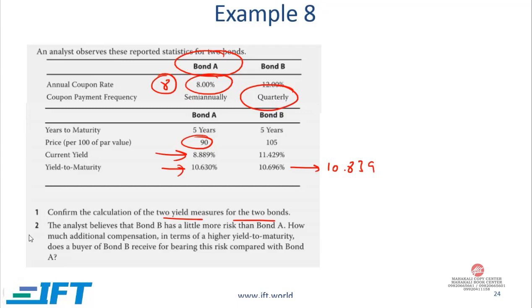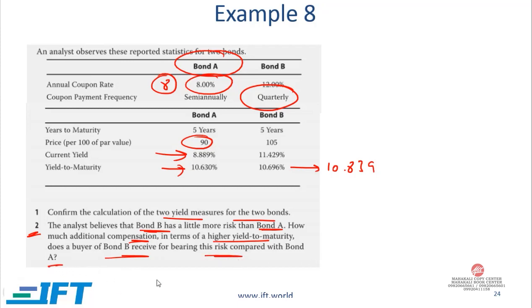Part 2. The analyst believes that bond B has a little more risk than A, which means that the YTM on B should be more than the YTM on A. How much additional compensation in terms of a higher YTM does a buyer of bond B receive for bearing this risk compared with bond A?